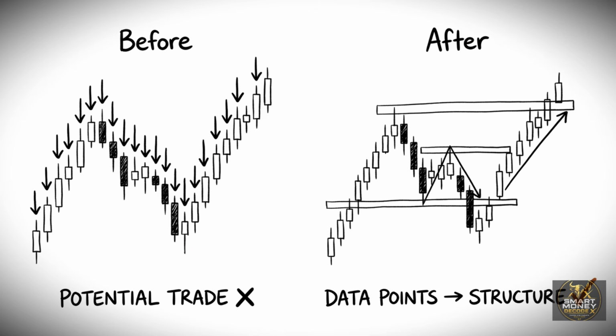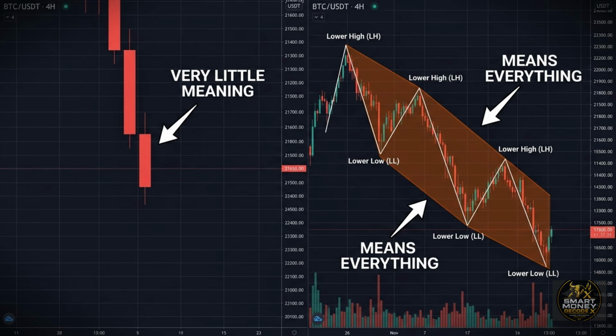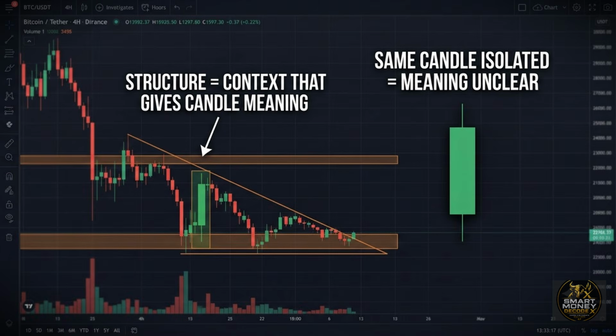Here is the mindset shift that this concept requires. Stop looking at every candle as a potential trade. Start looking at candles as data points that build toward a structural picture. A single candle means very little. A pattern of swing highs and swing lows that forms over many candles means everything. The structure is the context that gives every individual candle its meaning.